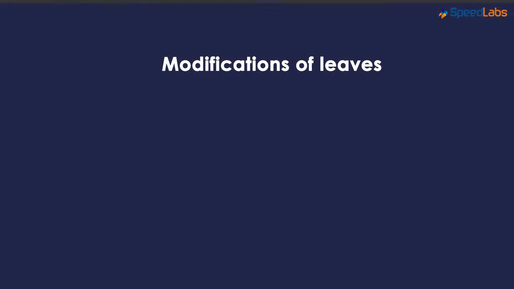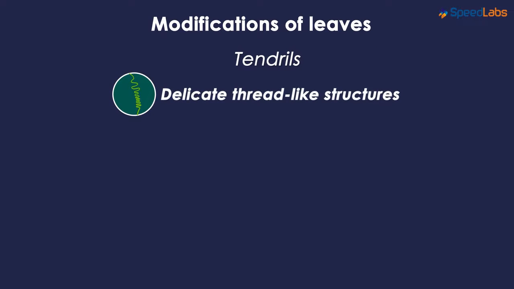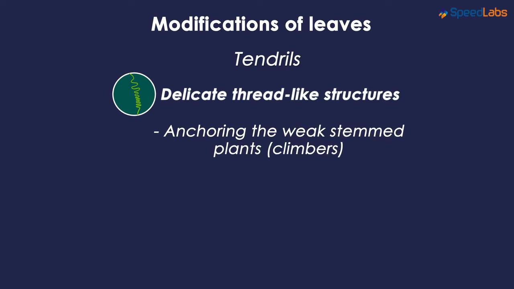The first modification is in the form of tendrils. What are tendrils? We have seen that these are very delicate thread-like structures that help in anchoring the weak-stemmed plants like climbers. So are tendrils leaves? Astonishingly, in many cases, they are leaves.